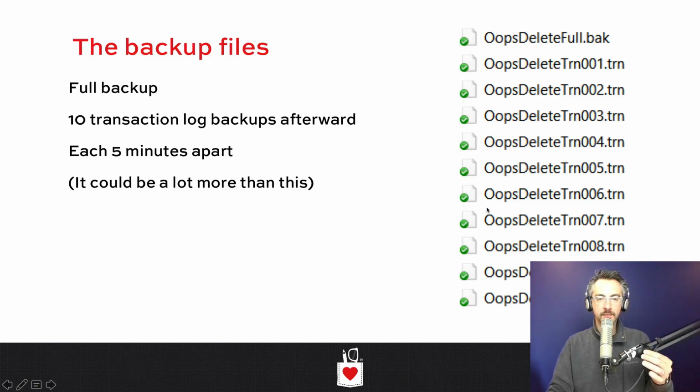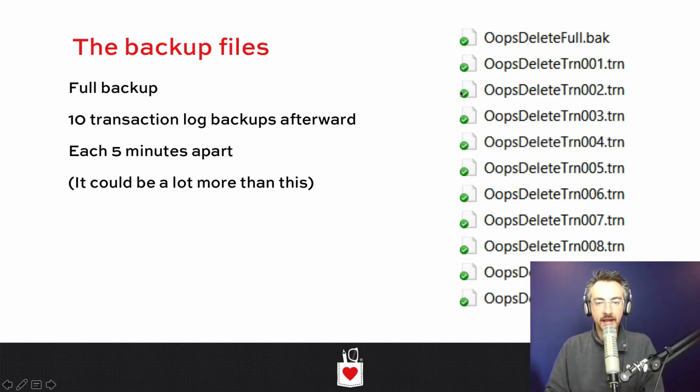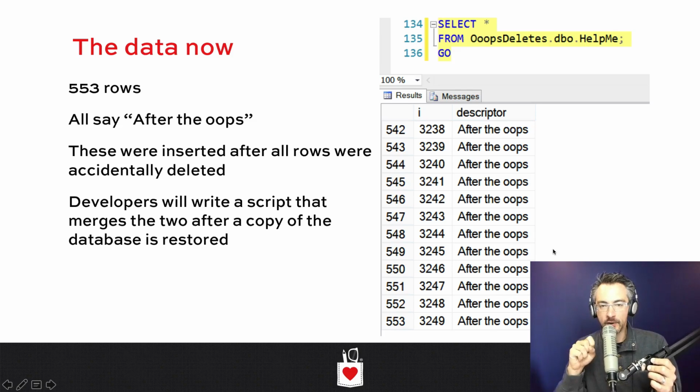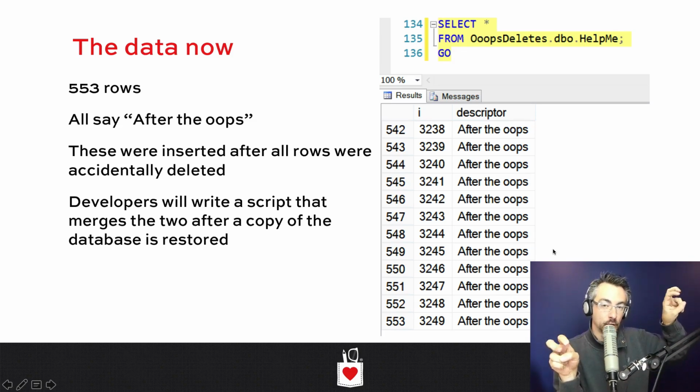When I go in and look at my folder where all of my backups have been happening, to keep this really simple, I'm just doing a backup every 5 minutes, and I put all their names in order. So I have a full, and then I have 10 transaction log backups. And nobody knows exactly when it happened, just that it happened recently. When I go look at my critical table right now, all of the rows say after the oops.